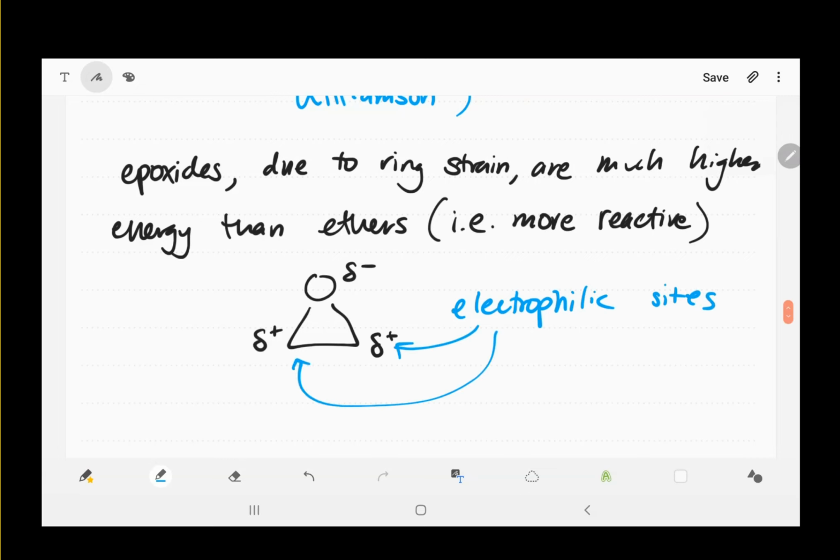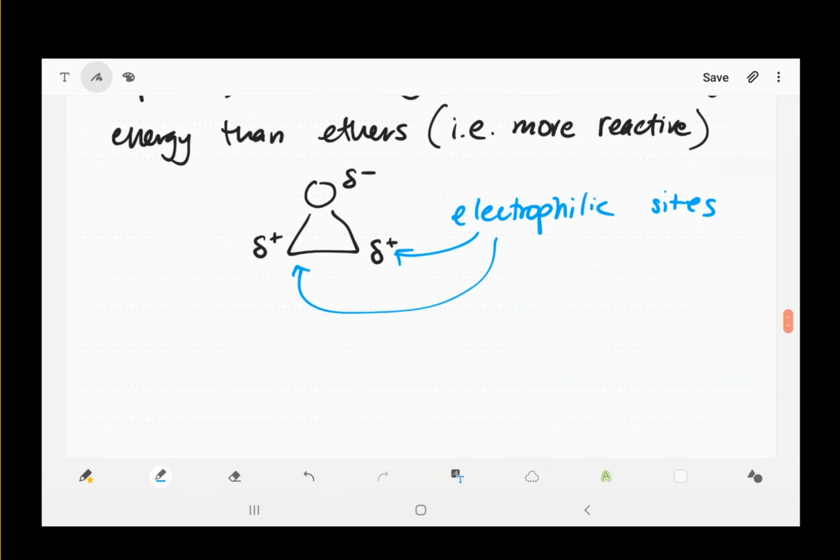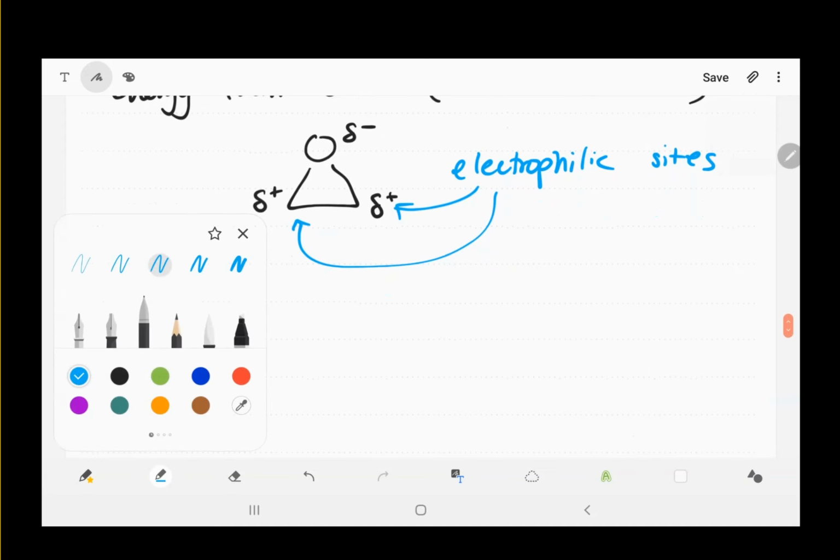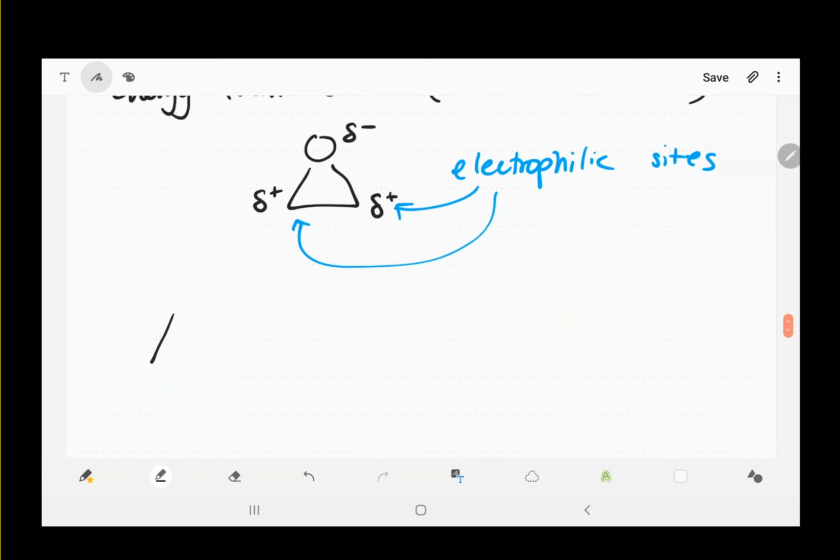And so, as a result, because of that, they are susceptible to nucleophiles, which means we can throw any manner of nucleophiles at various epoxides, and we'll end up being able to react them. So, shall we take a look at a couple of examples? I think so. First one, standard, let's say we have a basic solution.